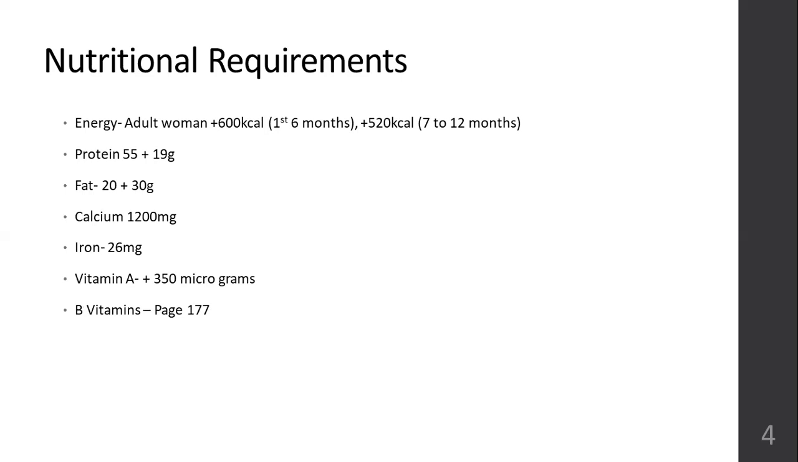B vitamins, page 173 onwards. This page number is the old page number, not 177. It's page number 173 onwards. Thiamine, riboflavin, niacin, just given. You can read that later. But the bottom line is, vitamin B should not be deficient, because if the vitamin B is too less or too much, that will be reflecting in the breast milk. The mother's breast milk is completely dependent on vitamin B. Okay, if the mother has less vitamin B in her diet, her breast milk will also be deficient in vitamin B.